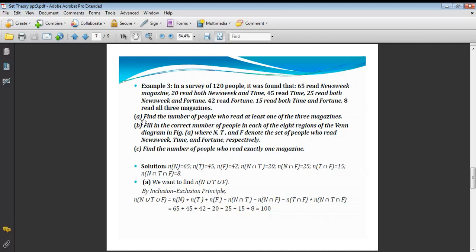In the first part, you have to find the number of people who read at least one of the three magazines. Where the term is at least, that means you have to find the union.